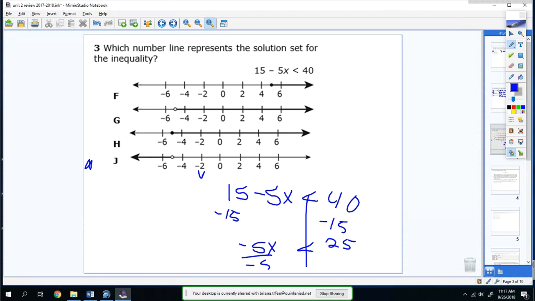I divide both sides by -5. I will have to flip my sign to a greater than because I just divided both sides by -5. 25 divided by -5 is -5. And since it does not equal, it's going to have an open circle. So F and H are automatically wrong, and the answer should be G because it says x is greater than -5. That's the reason why it's going to the right.